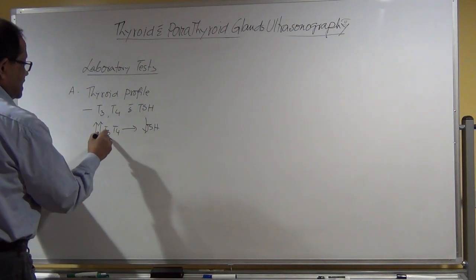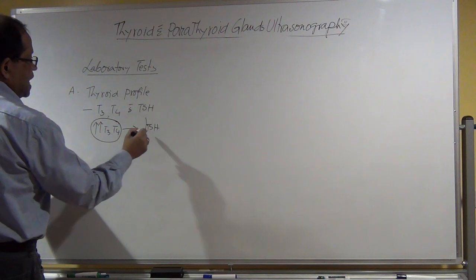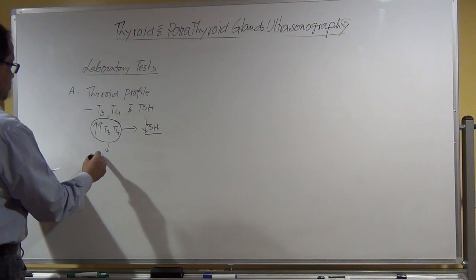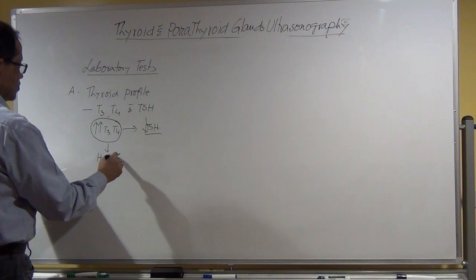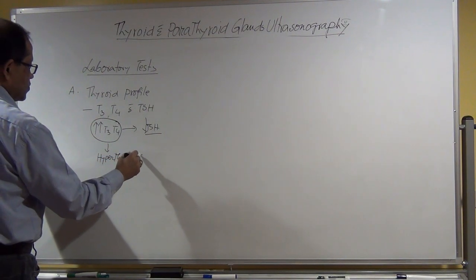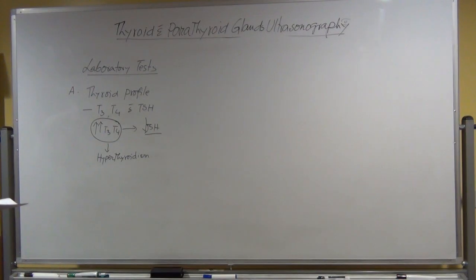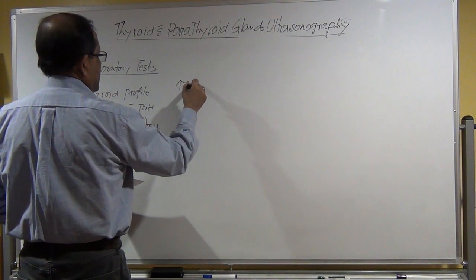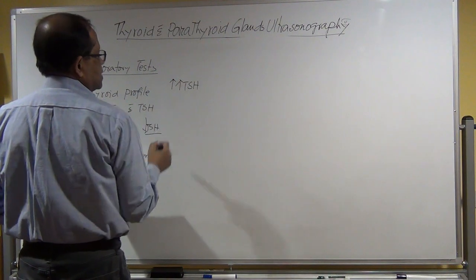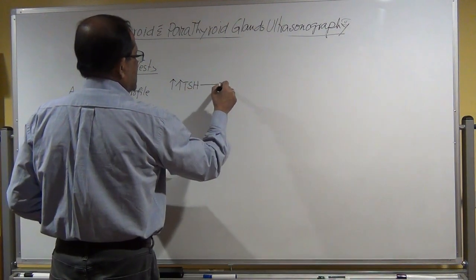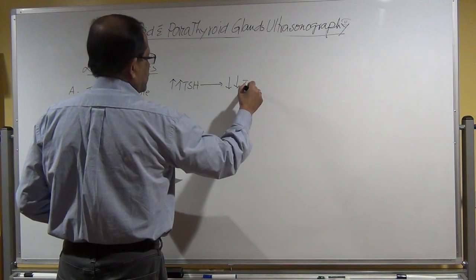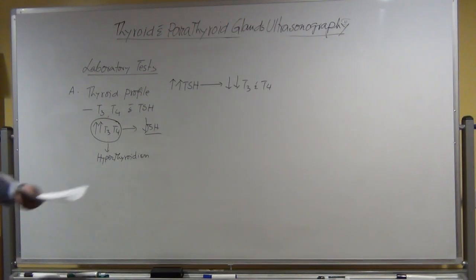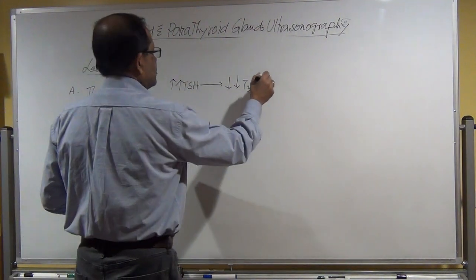But if the profile comes like this: when you see the T3, T4 are increased and TSH is very low, that indicates hyperthyroidism. And if TSH is increased and T3 and T4 are decreased, then we call it hypothyroidism.